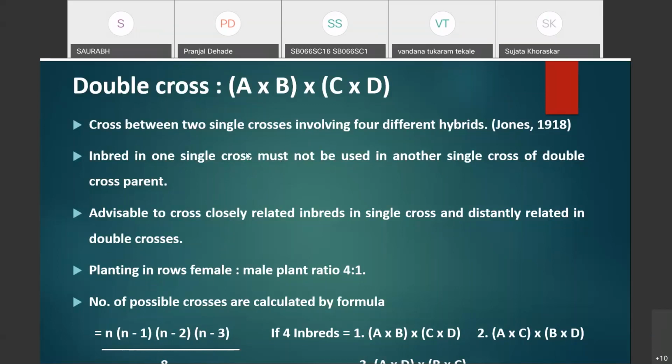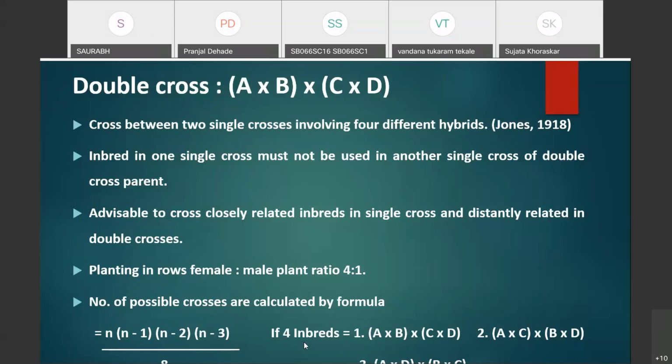Suppose that 4 inbreds are involved, these 4 different inbreds are A, B, C and D. Here n denotes the number of inbreds involved. If we replace n by 4 and calculate using this formula, then the number of possible crosses for the 4 inbreds is 3.